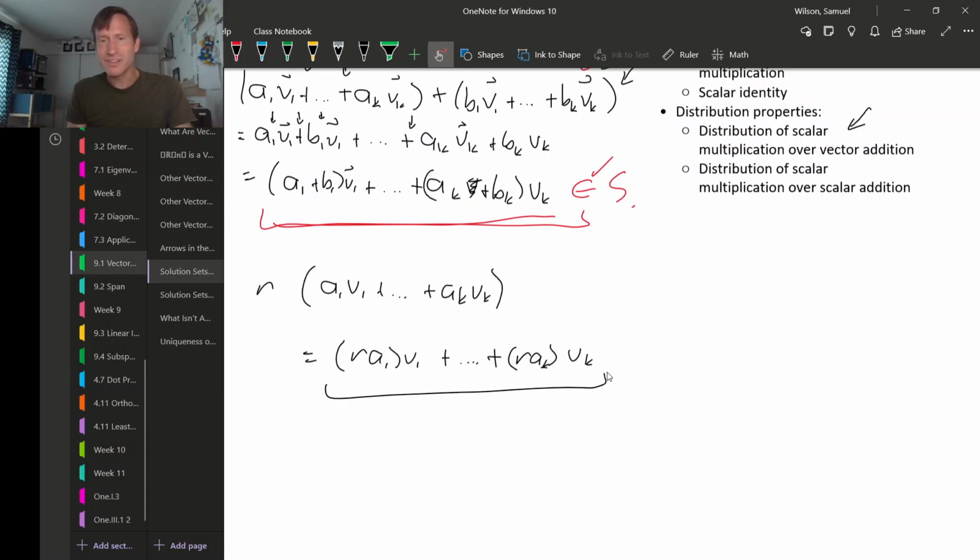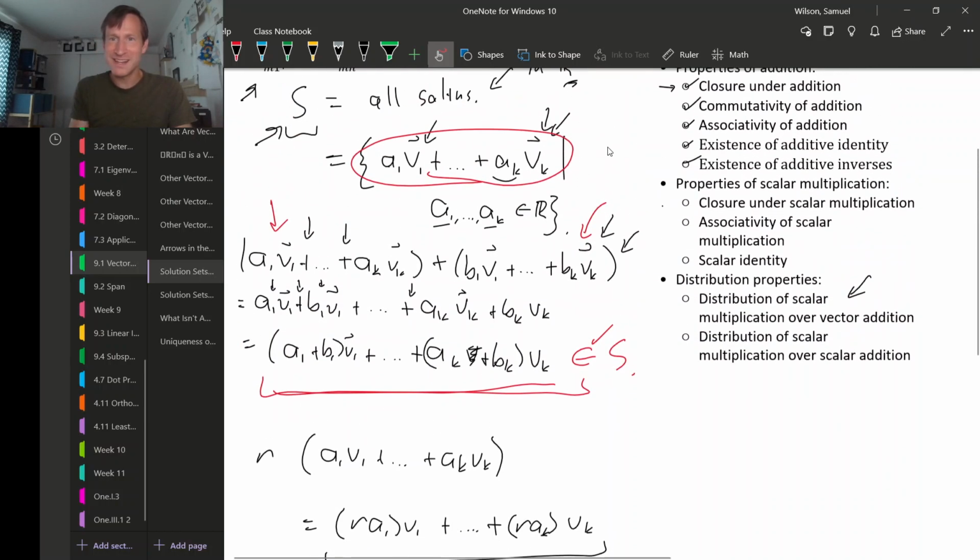But this result is exactly in the form that it needs to be in to be a solution of the homogeneous system, right? It's scalar coefficients times these fixed vectors V. So that gives us closure under scalar multiplication. And then the rest of these we get for free because we're working inside of Rn.